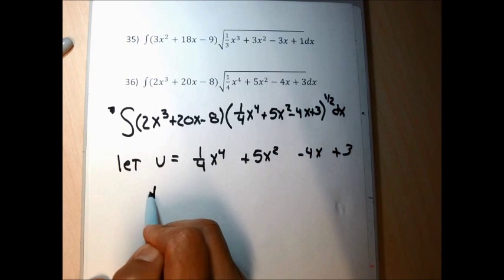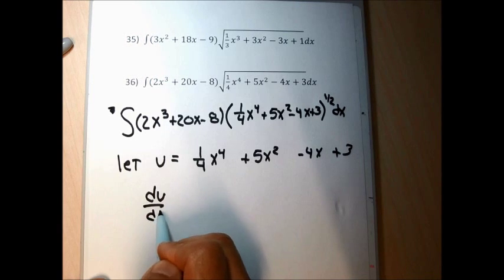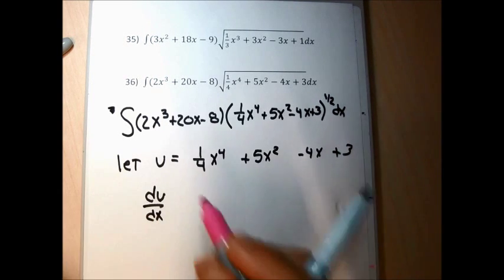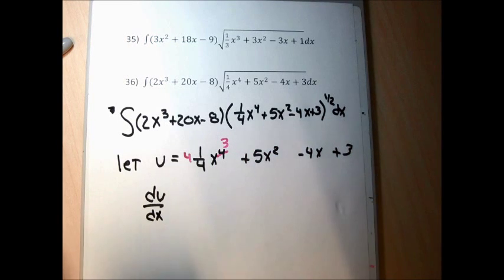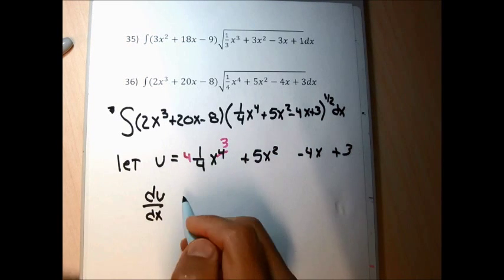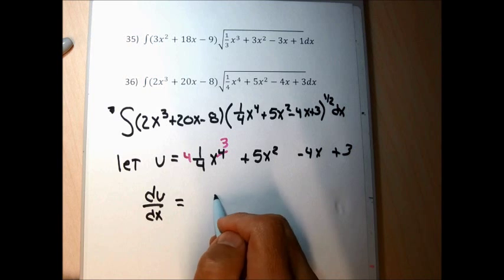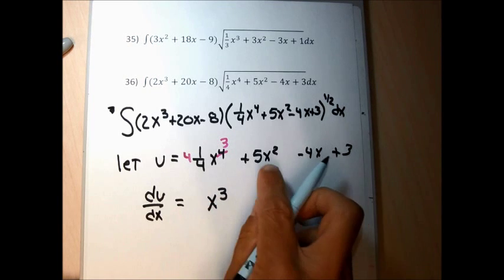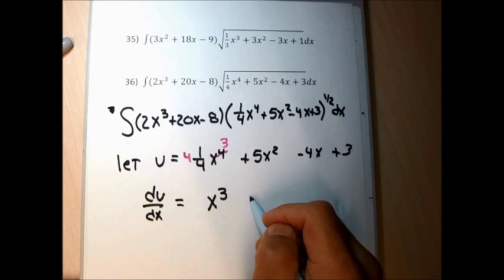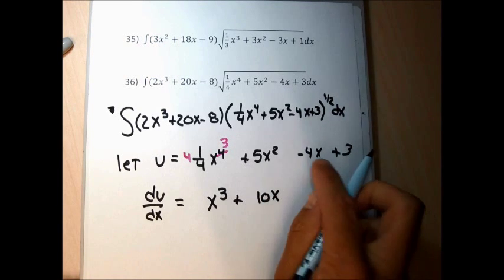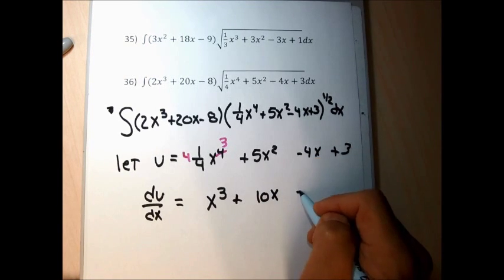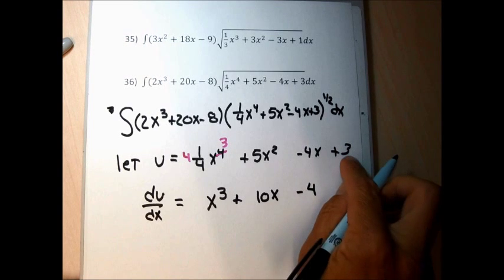Take the derivative with respect to x. For this first one, I'm going to multiply the 4 by 1/4, lower the exponent to 3. 4 times 1/4 is just 1, so I'm going to get 1x cubed. Second piece, the derivative of 5x squared is 10x. Third piece, the derivative of minus 4x is minus 4. Last piece, the derivative of 3 is 0.